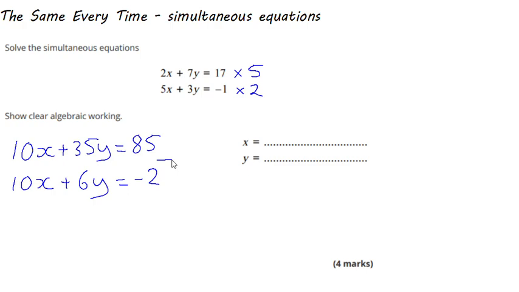Positive 35, take away 6, 29. So 29y equals, now here's where we have to be careful because we're doing 85 minus -2. So that gives me 87. One big mistake that I see in these kind of questions is when students go wrong with the minuses. So y is going to be equal to 87 divided by 29. So I'll reach for my calculator on that one. Well, that's 3. So y is equal to 3.